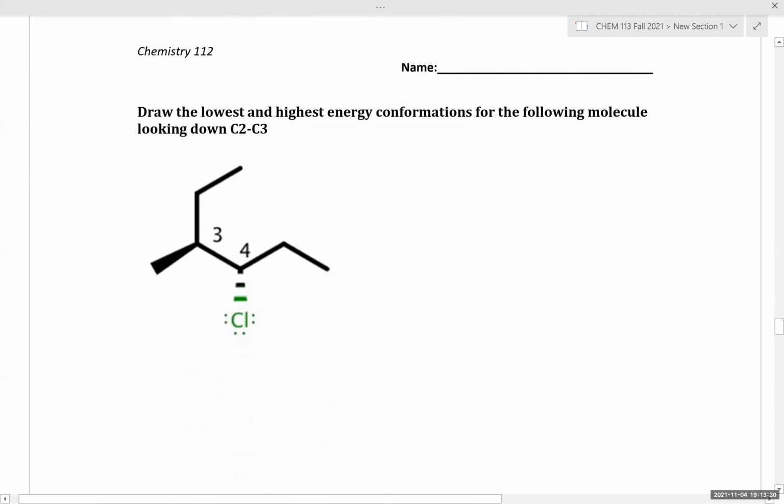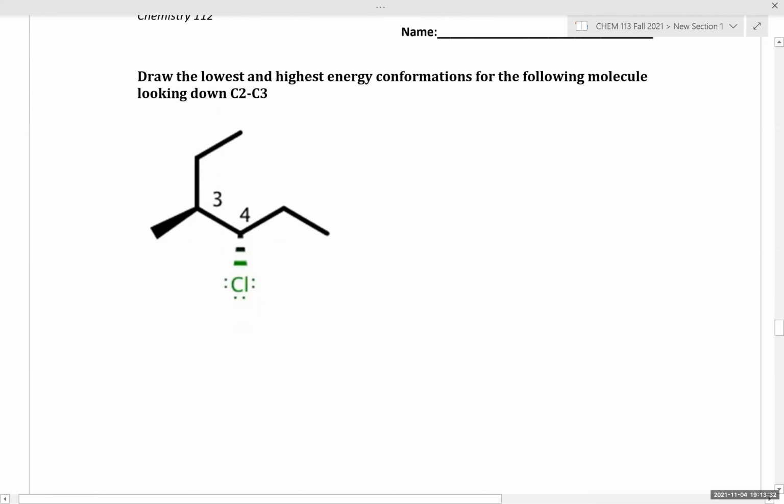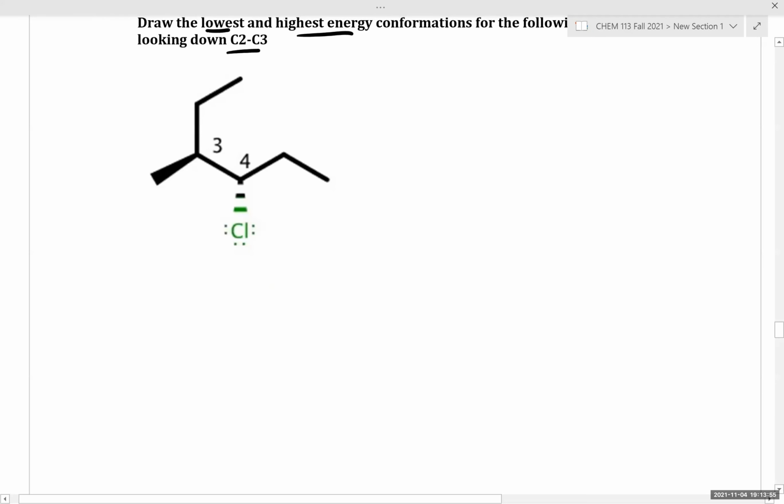Looking at this next problem, we're asked to draw the lowest and highest energy conformations for the following molecule looking down C2 and C3. You're welcome to take a qualitative approach. You're not asked to recall any specific A value in this problem, but you are asked to apply qualitative methods, and you wouldn't need any tabulated values to determine which substituent has more steric bulk.